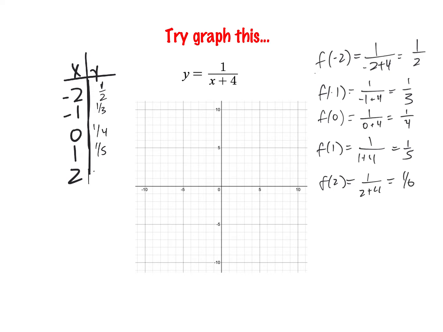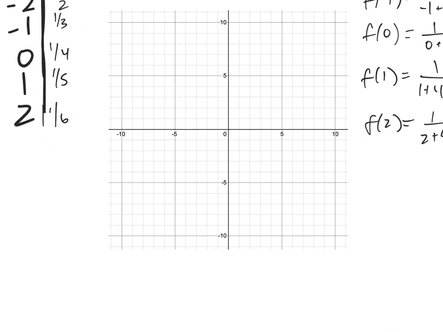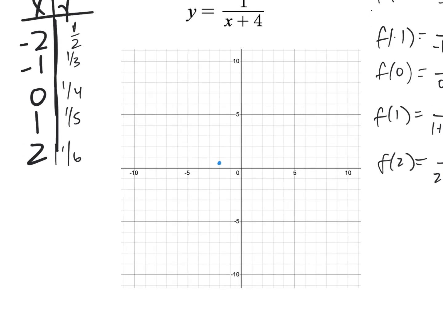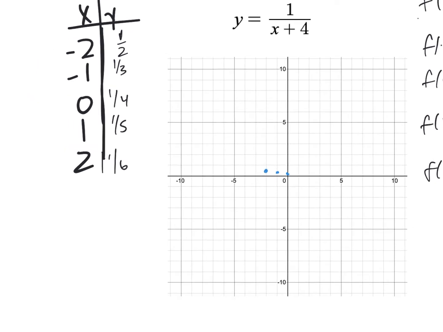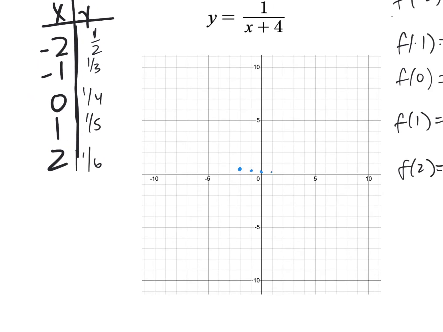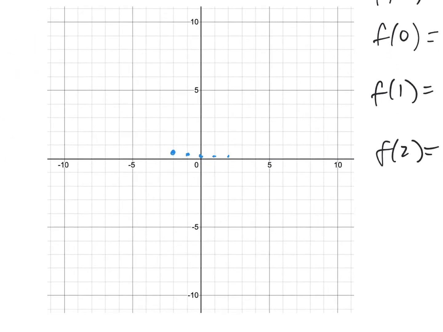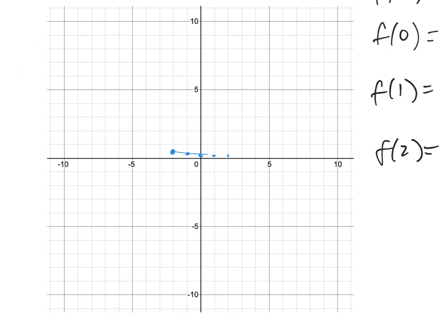Okay, so I'm going to graph all of these points. I'm going to do this in blue. So I'm going to graph (-2, 1/2), (-1, 1/3), (0, 1/4), then (1, 1/5), and then (2, 1/6). You can see these points getting smaller and smaller, getting really close to that x-axis. The issue is these 5 points that we graphed don't give us the whole piece of the puzzle. They don't give us enough information to graph this whole thing.